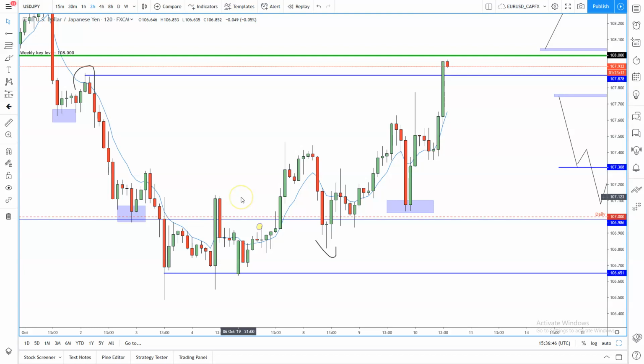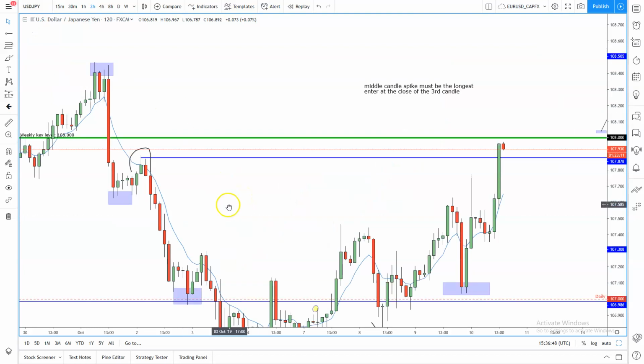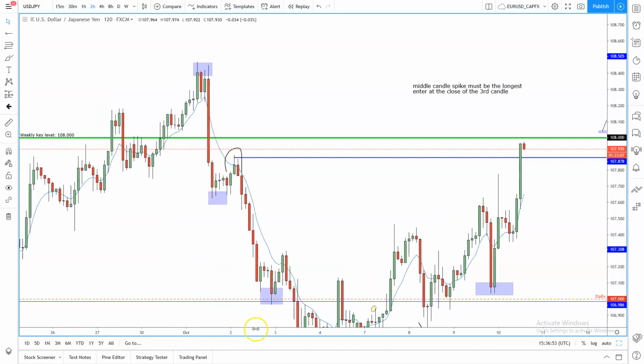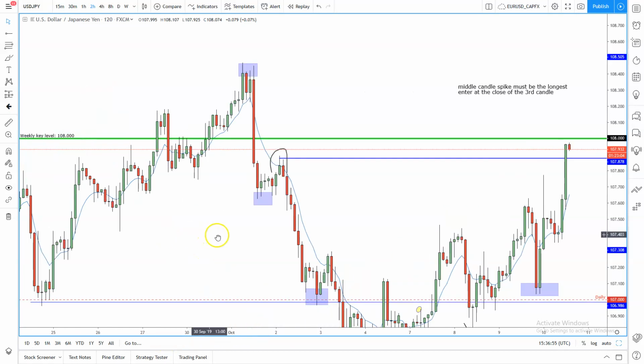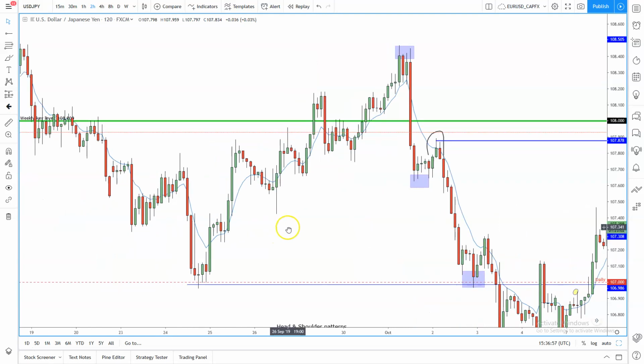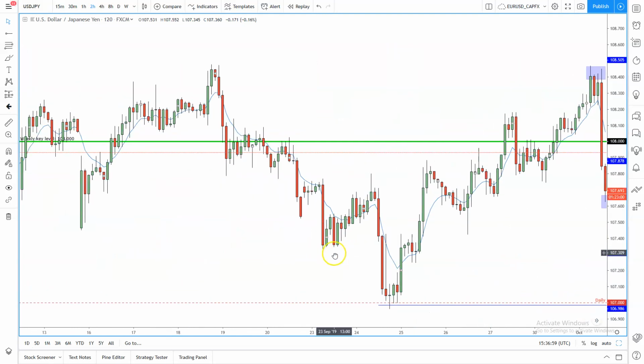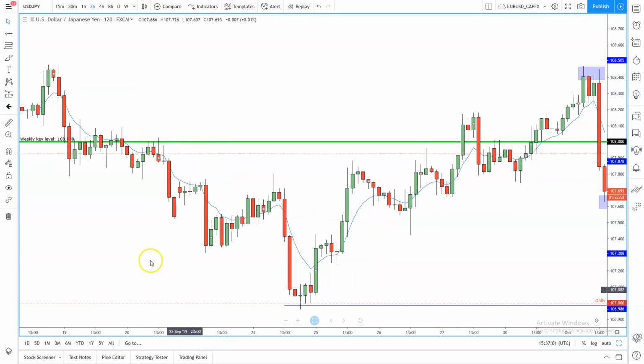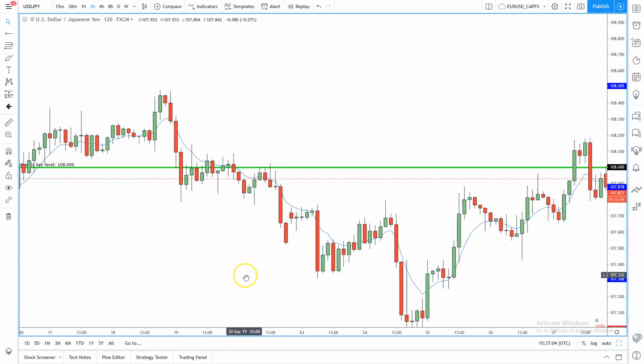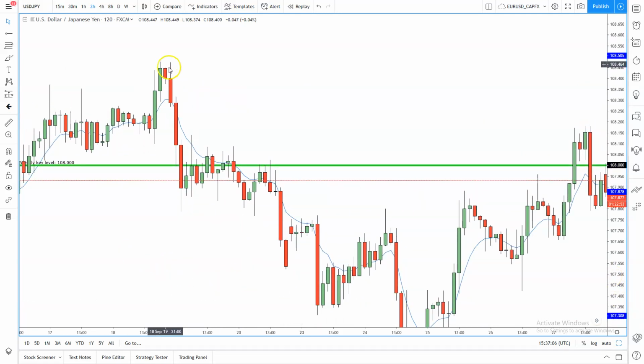Then let's look at examples of shooting stars. You want to see shooting stars at areas of resistance. Just find shooting stars here. Alright, this is a nice example of shooting stars. Let me show you. The first example of a shooting star is this one here. It looks like a hammer, basically an inverted hammer, which is red. So that's an example of a shooting star there.